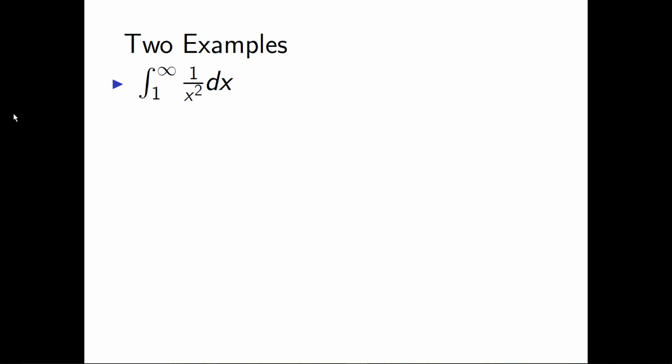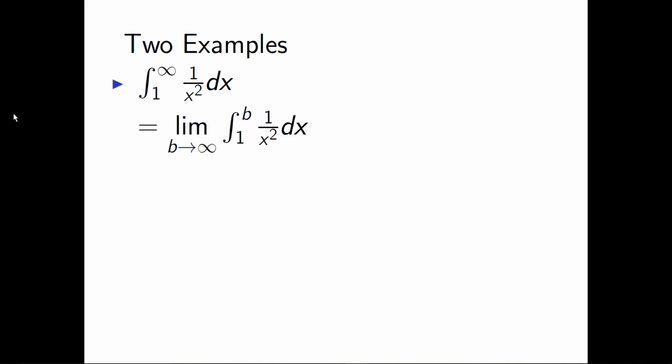Let's take an example. We've already seen one example, but let's leap into a couple more. I'm going to take all our examples in pairs today, and we're going to keep them very simple. We're integrating 1 over x squared from 1 to infinity. Just as we suggested, instead of integrating from 1 to infinity, we replace that infinity with a b and take the limit as b approaches infinity.